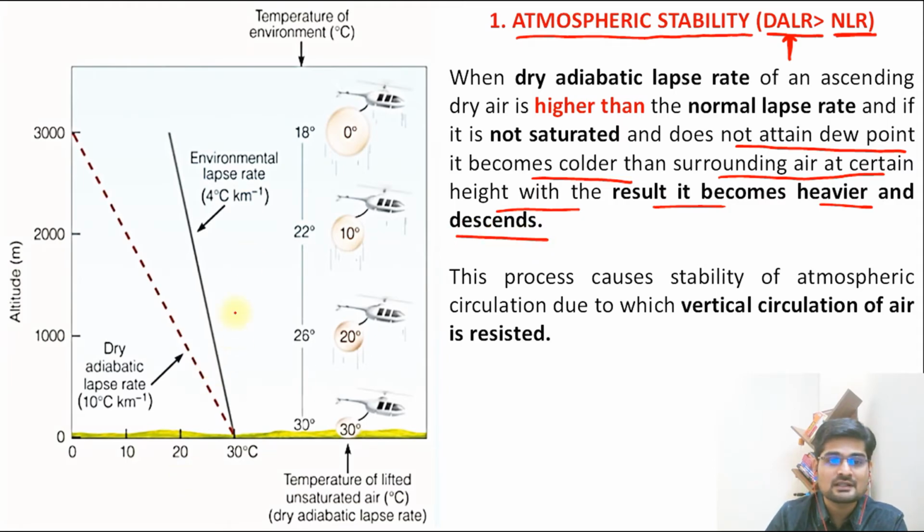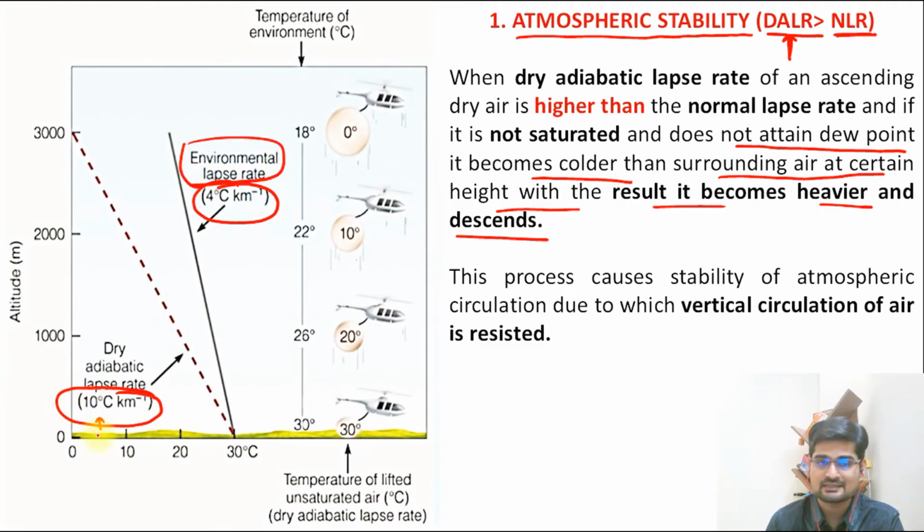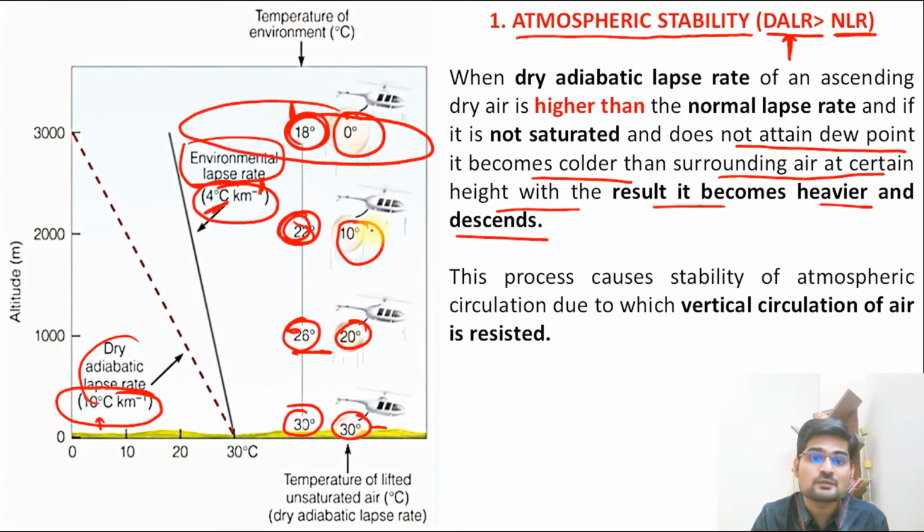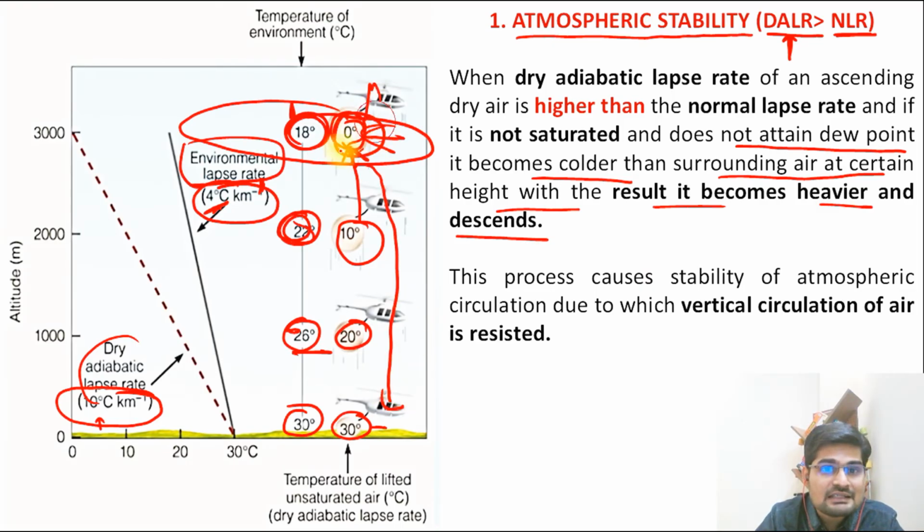So remember, as we discussed, what happens here? The environmental lapse rate here is roughly 4 degrees, right? And the dry adiabatic lapse rate is 10 degrees. So it is greater. What do you observe here? This particular parcel of air is 30 here, 20 here, 10 here, 0 here. But the environmental lapse rate is lesser. So it is 30 here, at the same height it is 26, at the same height 22, at the same height 18. So what will happen? If this layer's temperature is 18 and this parcel's temperature is 0, just understand the situation here. This heavier, cooler air will start to descend. It will not go any further, so it will have a tendency to come back. And when this tendency to come back is there, it is a stable situation.